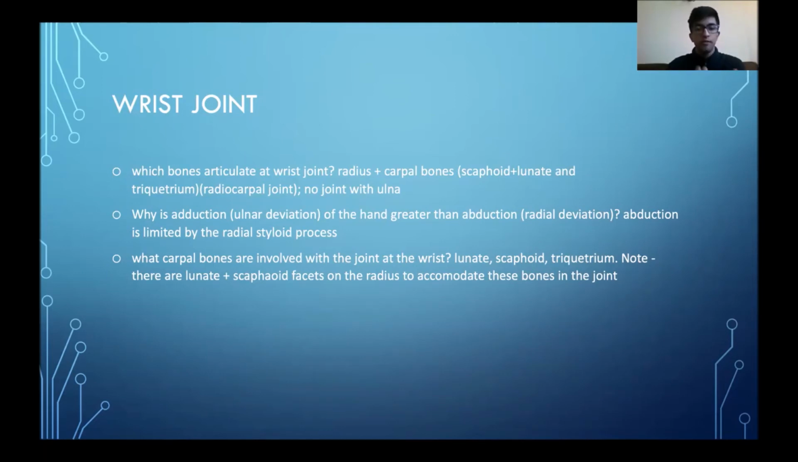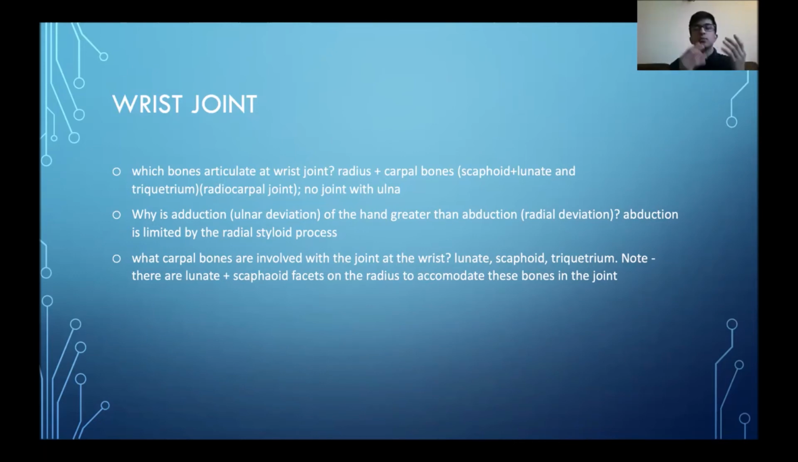The carpal bones involved with the joint at the wrist are the lunate, scaphoid, and triquetrum. Just remember those: scaphoid, lunate, triquetrum. So LST. I don't know what that means, but LST. Just remember that the lunate and scaphoid facets of the radius accommodate these bones in the joint. Because it's the radius that articulates at the wrist joint, it's the bone that's going to have the facets. Whenever you have a bone, you need to insert it into a little dip. So that's why you have facets.